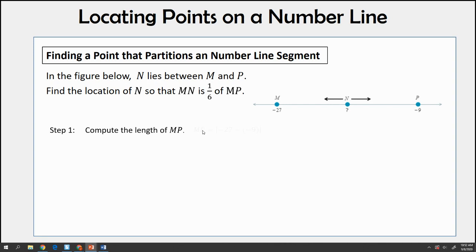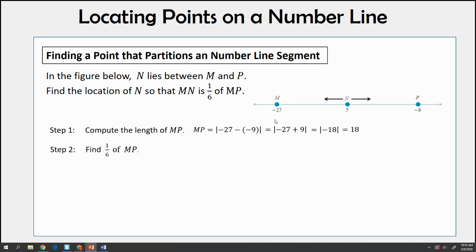Well, by now you should know that to calculate the distance on a number line, we take the absolute value of the difference of those values. So negative 27 minus negative 9 is really negative 27 plus 9. That's negative 18. And then the absolute value of negative 18 is 18. So I know the distance from M to P is 18 units.